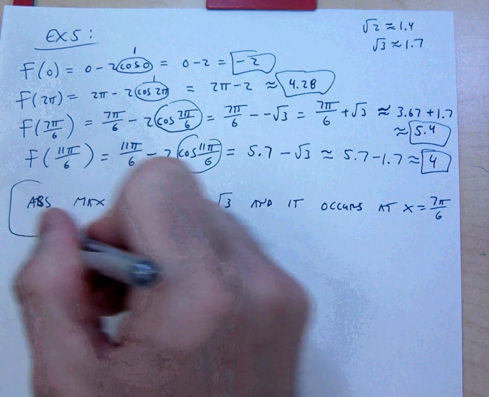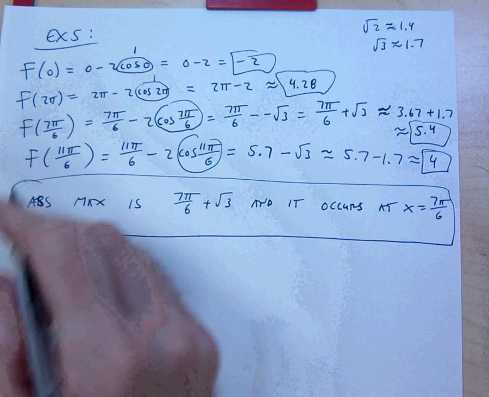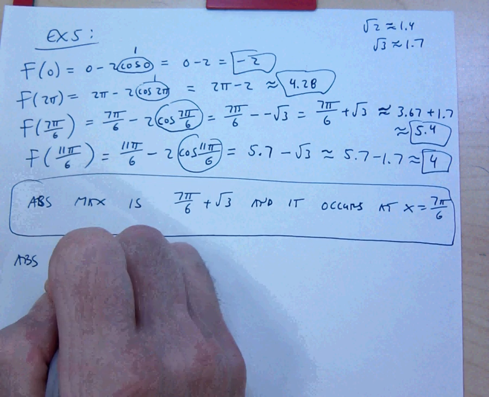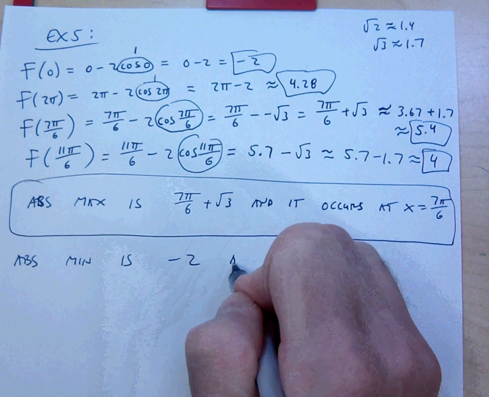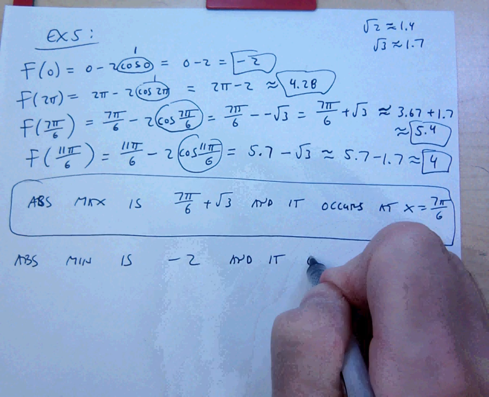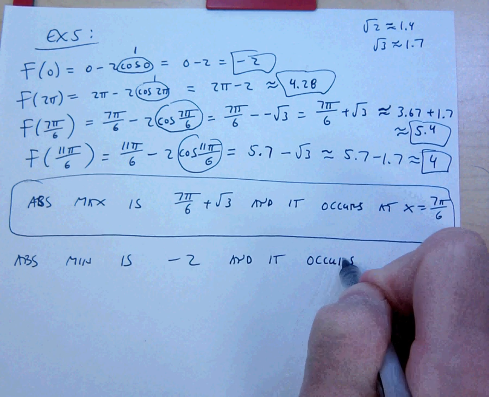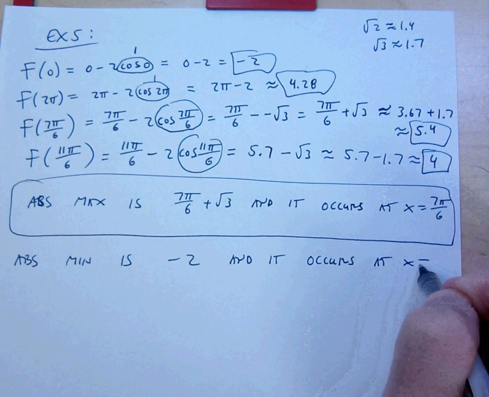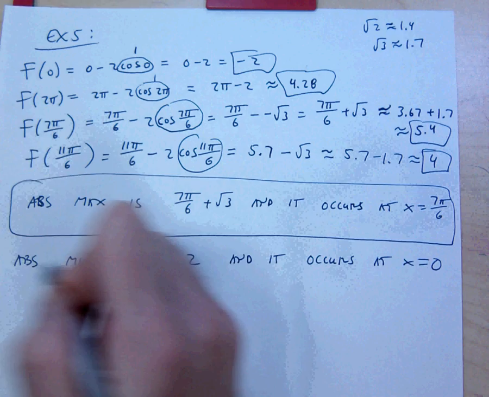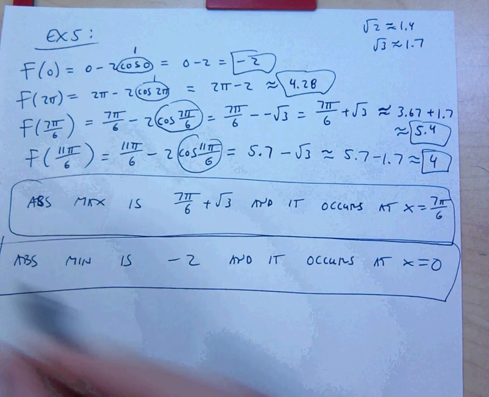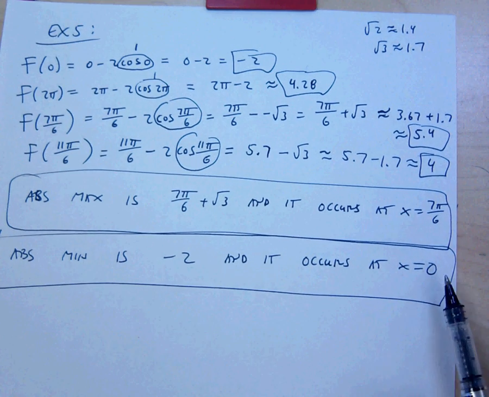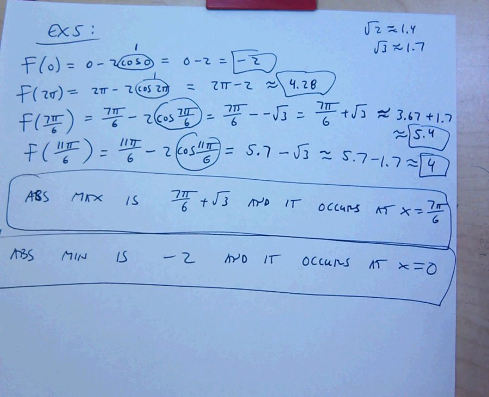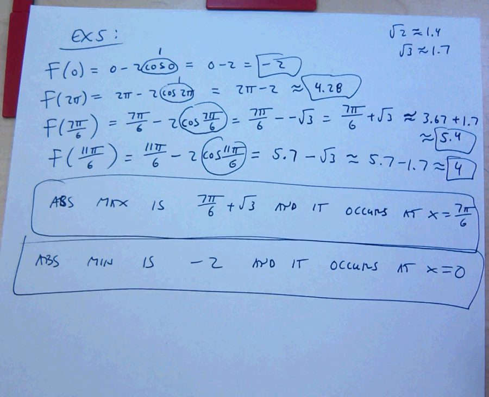What about the absolute min, guys? The absolute min is what? -2, and it occurs at x equals 0. Everybody agree with me on that? Okay. And again, the book might just give that as 0 comma -2 or f of 0 equals -2. No matter how the book gives it, that's the answer. Yes? Are we good on this?